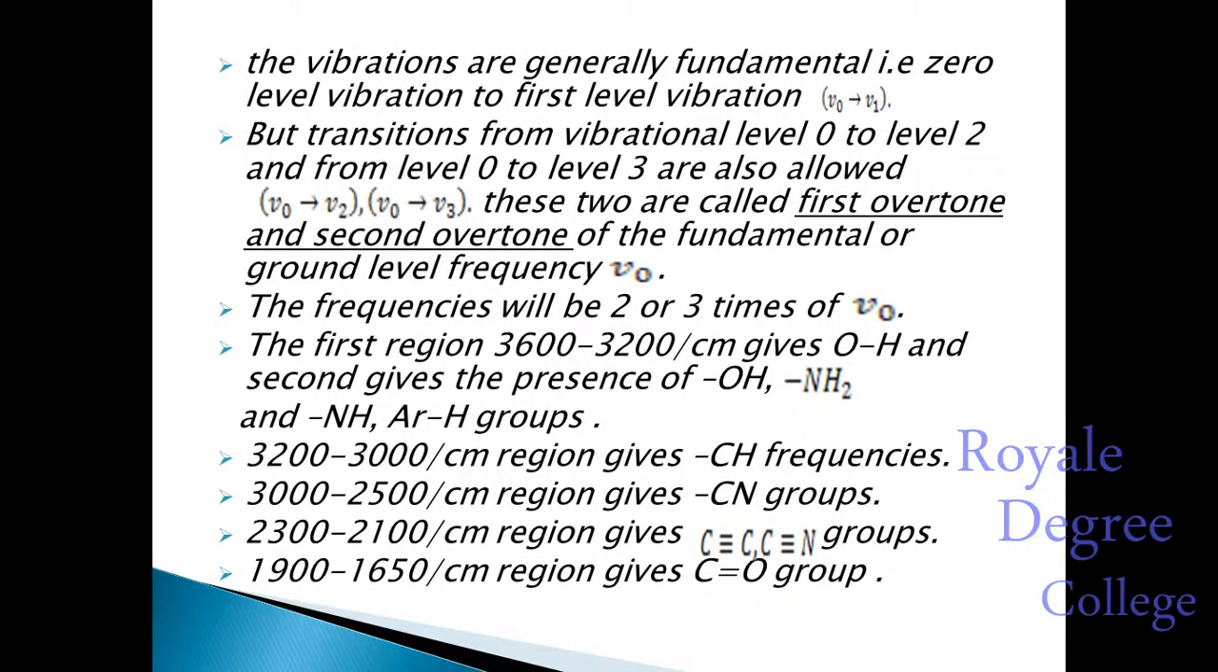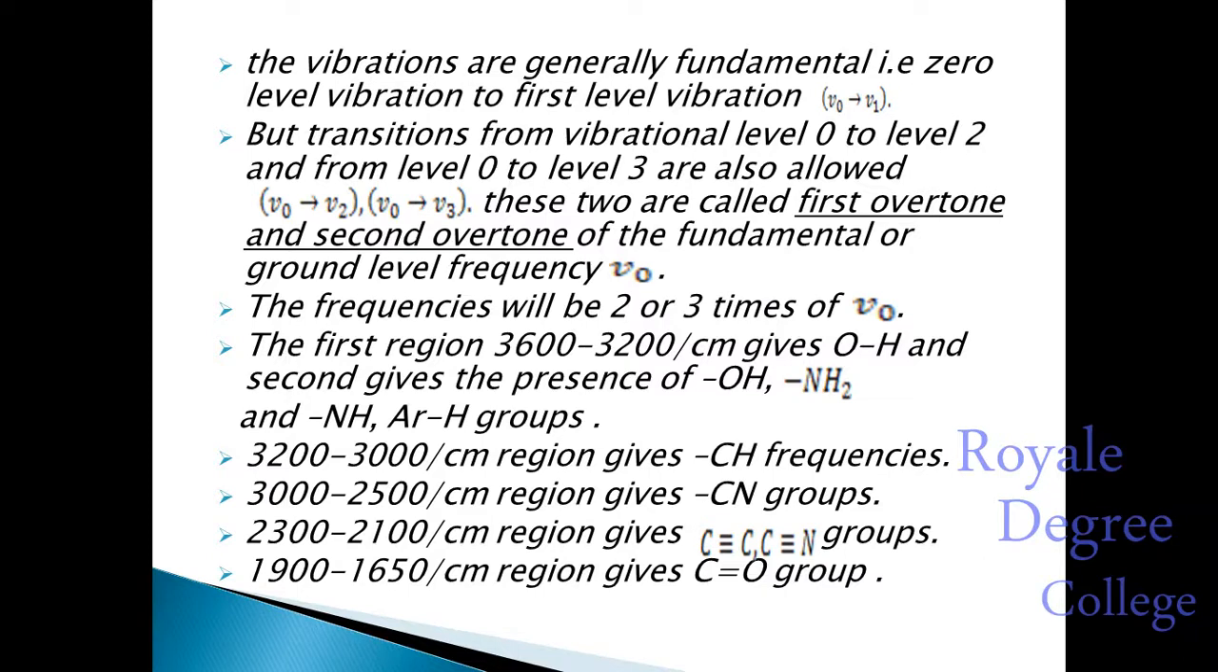The vibrations are generally fundamental, that is 0 level vibrations to first level vibration. Here you can see V0 to V1 vibration. But transitions from vibrational level 0 to level 2 and from level 0 to level 3 are also allowed, that is V0 to V2 and V0 to V3. These two are called first overtone and second overtone of the fundamental and ground level frequency, that is V0. The frequencies will be 2 or 3 times of V0.